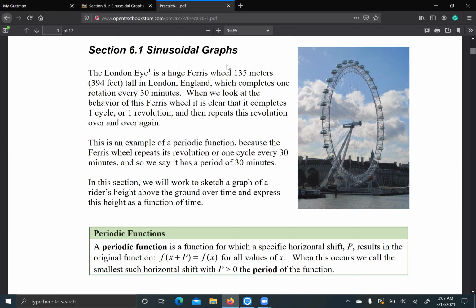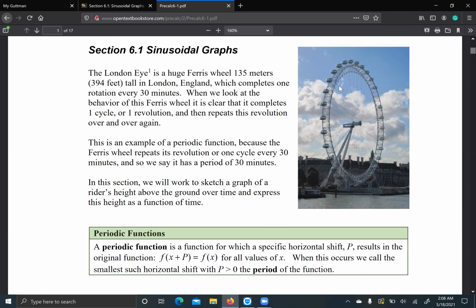This Ferris wheel is 135 meters tall in London. You can see the image of this wheel on the right side of this page. And for this one, it takes 30 minutes, half an hour, to complete a rotation.